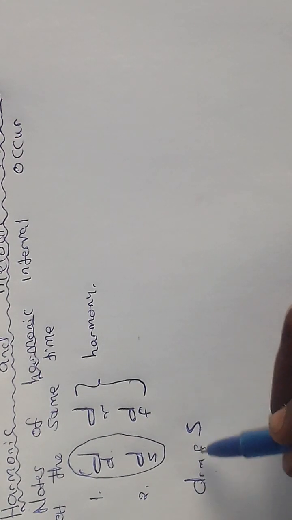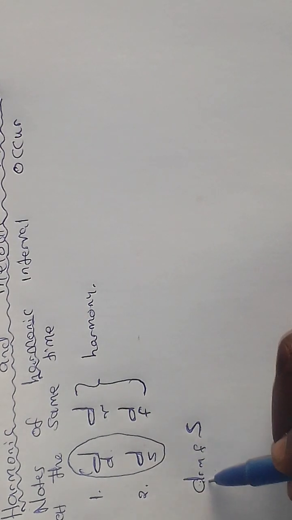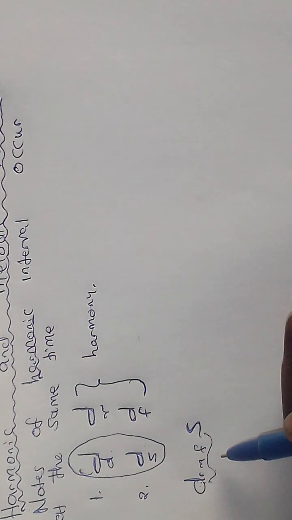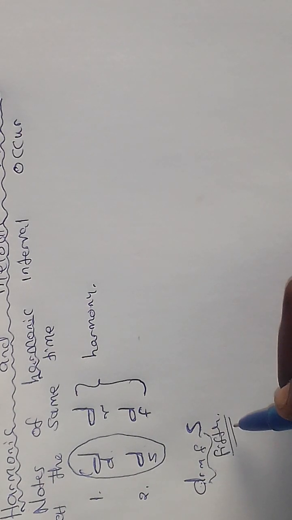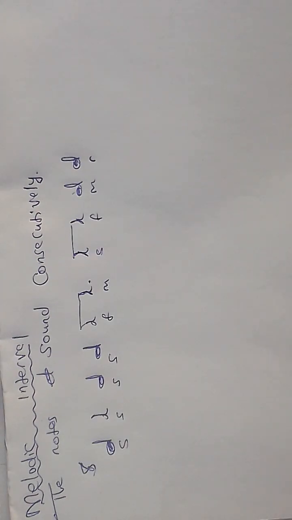The main point is harmonic intervals, notes of harmonic intervals occur at the same time. In the case of melodic interval, the notes will sound consecutively. Let's say for example, take an example of one person singing a chorus. So, so, so, so, fa, mi, re. This particular person is singing a set of notes consecutively.